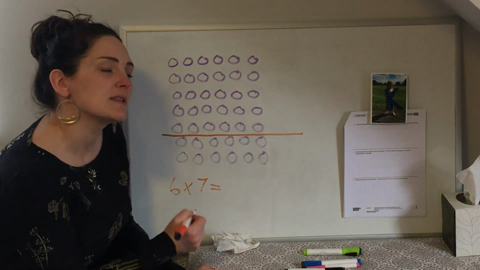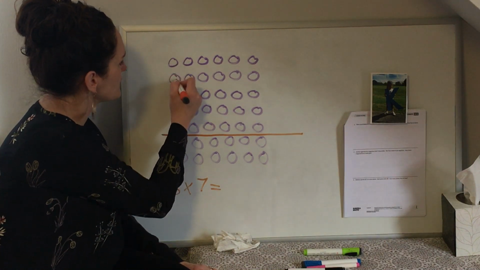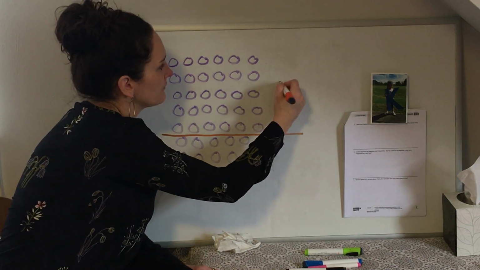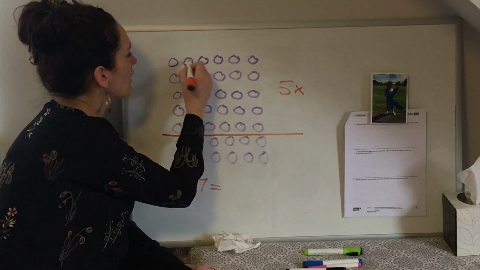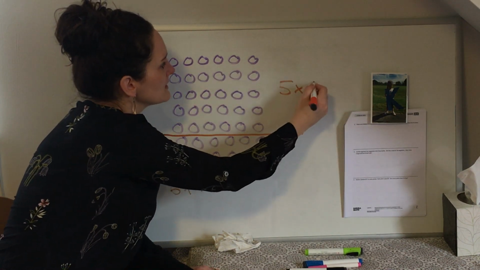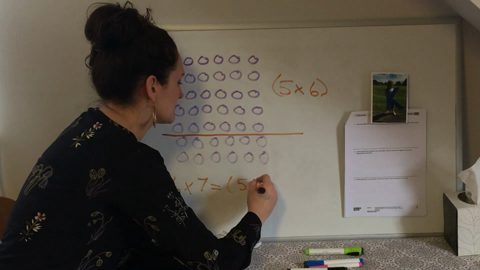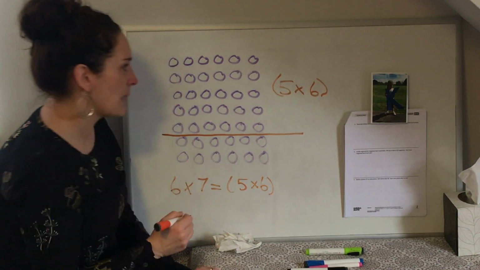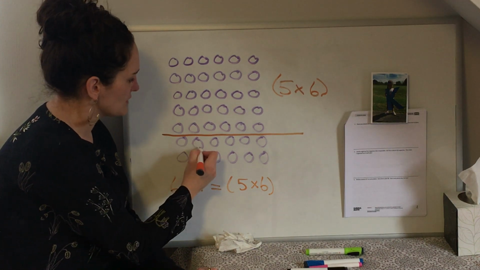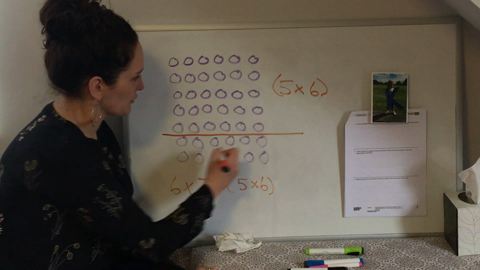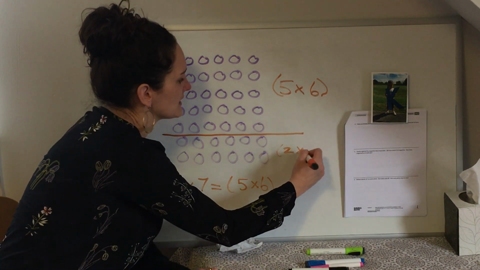We first find the top fact. 1, 2, 3, 4, 5. So there are 5 rows of 1, 2, 3, 4, 5, 6. So my top part is 5 times 6. My bottom part is 1, 2, 3, 4, 5, 6 in each group, and there's 2 groups. So 2 groups of 6.